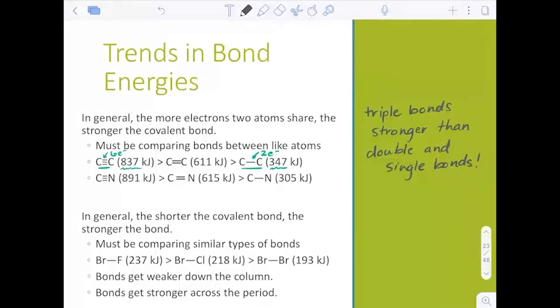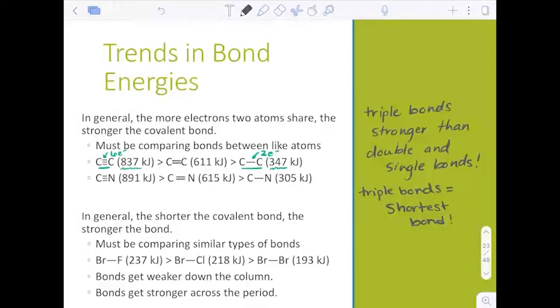Again, when we look at that idea, we can start to think about triple bonds holding those 2 atoms closer together. Their attractions are tighter, and so triple bonds are actually shorter bonds than double and single bonds.